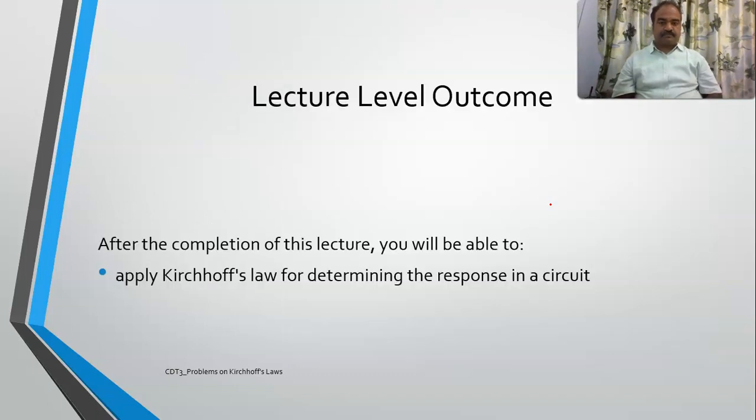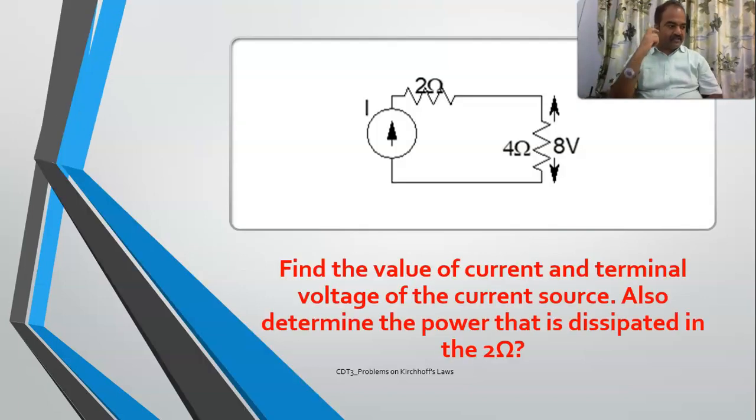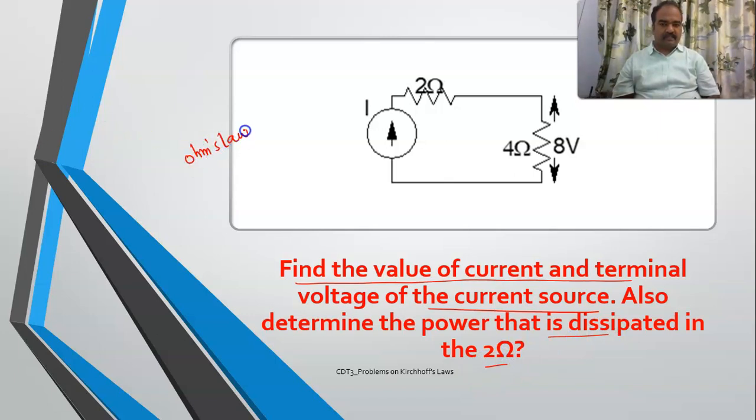Okay. So in today's class, we'll start applying Ohm's law and also Kirchhoff's laws. Predominantly, we try Kirchhoff's laws for determining the response in a circuit. Now, if we start this one, see, this is a simple network. We are supposed to determine the current and the terminal voltage of the voltage source, and also determine the power which is dissipated in the 2 ohm resistor. So here we will employ Ohm's law for analyzing the circuit.